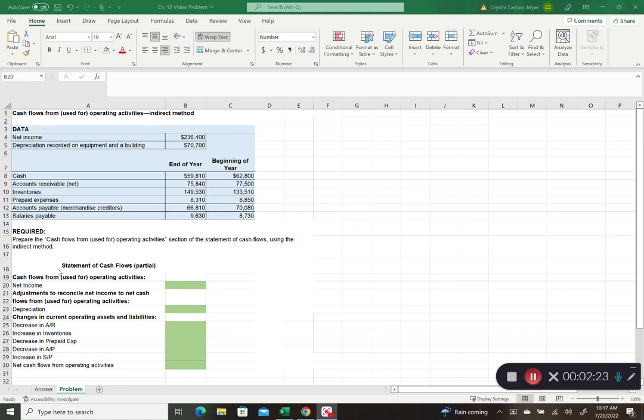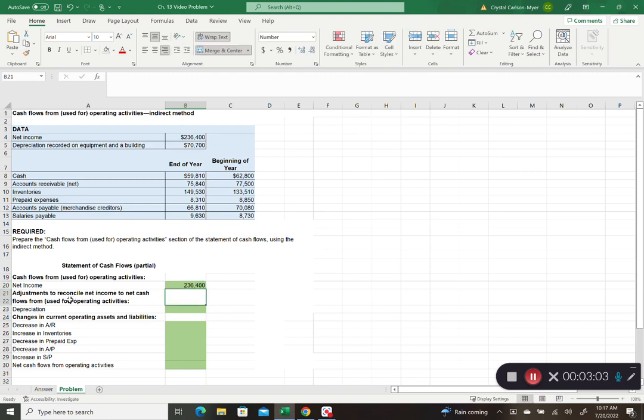Prepare the cash flows from or used for the operating activity section of the statement of cash flows using the indirect method. I went ahead and set up a chart here, which is what you're going to want to do when you prepare the operating section of the statement of cash flows. Make sure you know the format of how to prepare it. I did this for ease of use, so I don't have to be typing, and I can explain as we go along. The first thing you always want to start with under the indirect method is the net income, because you're adjusting net income for changes in your current assets and your current liabilities. Our net income in this case is $236,400.